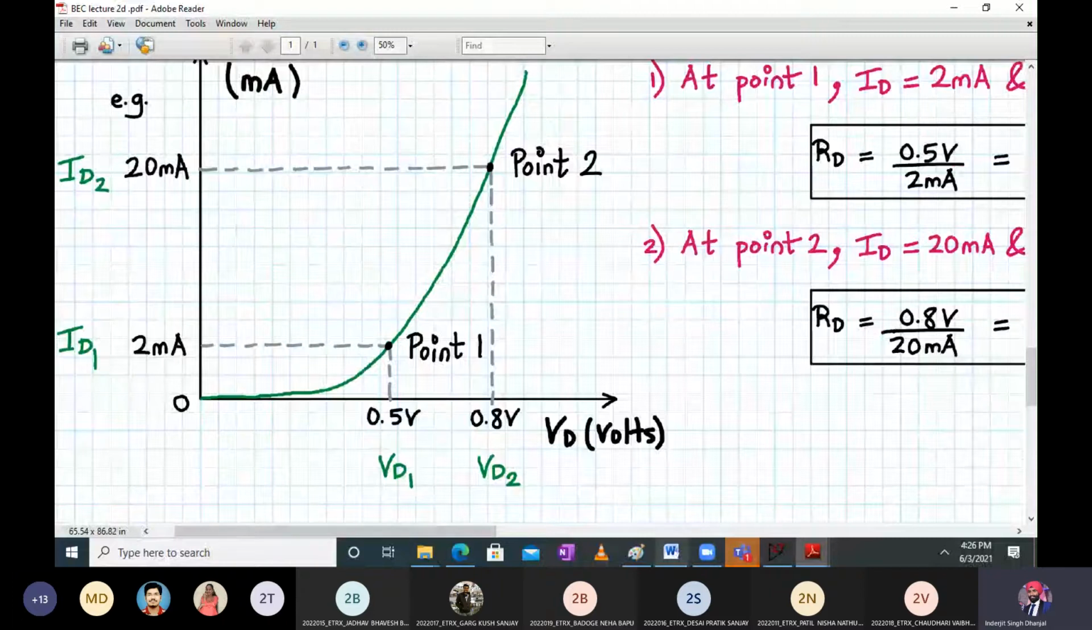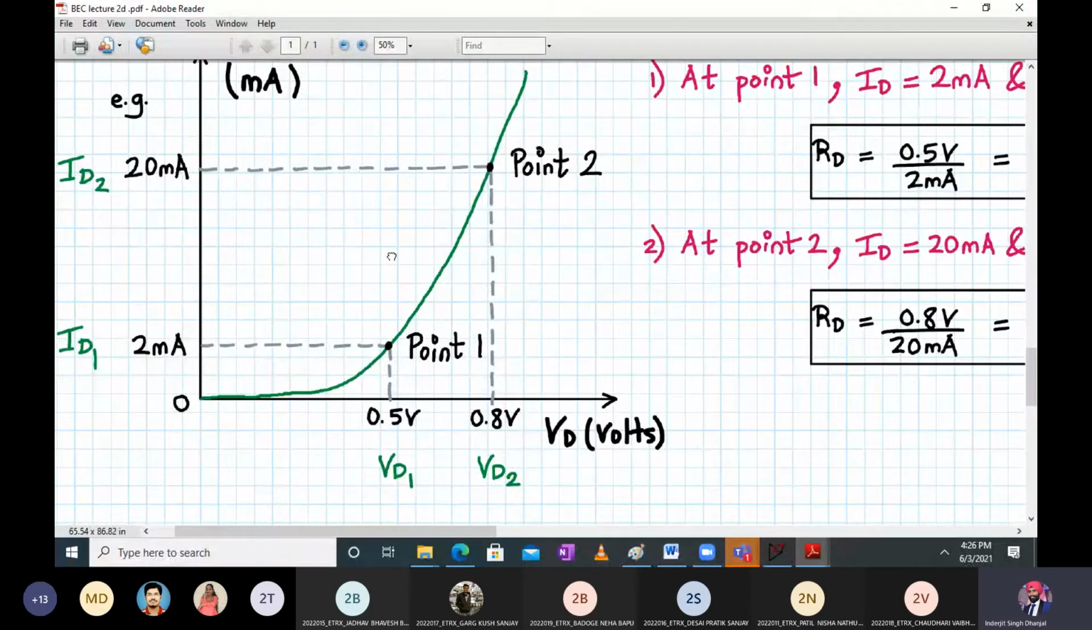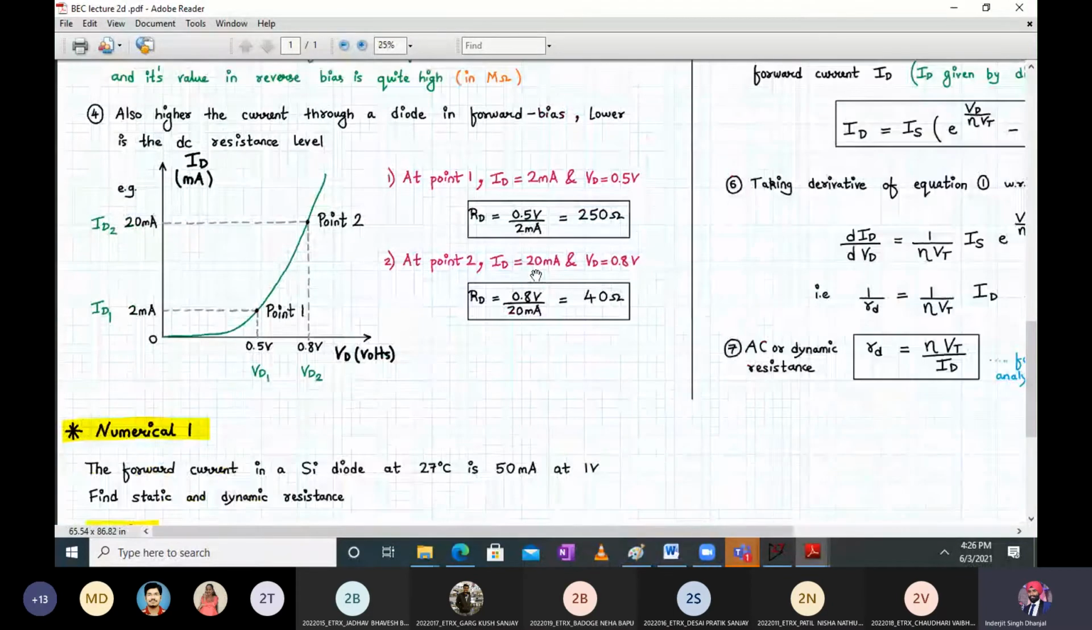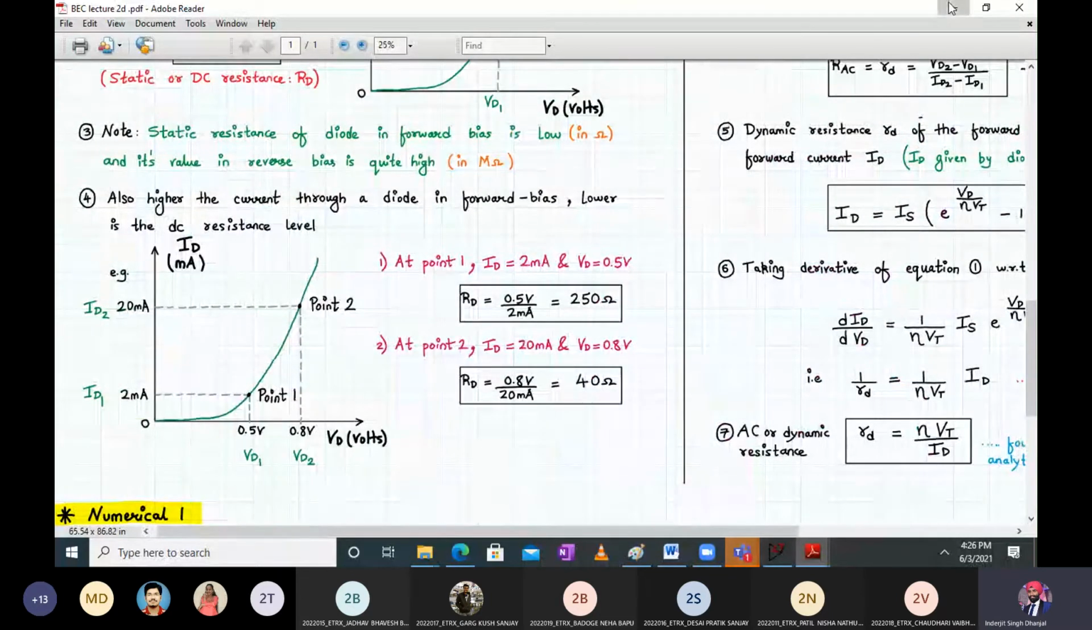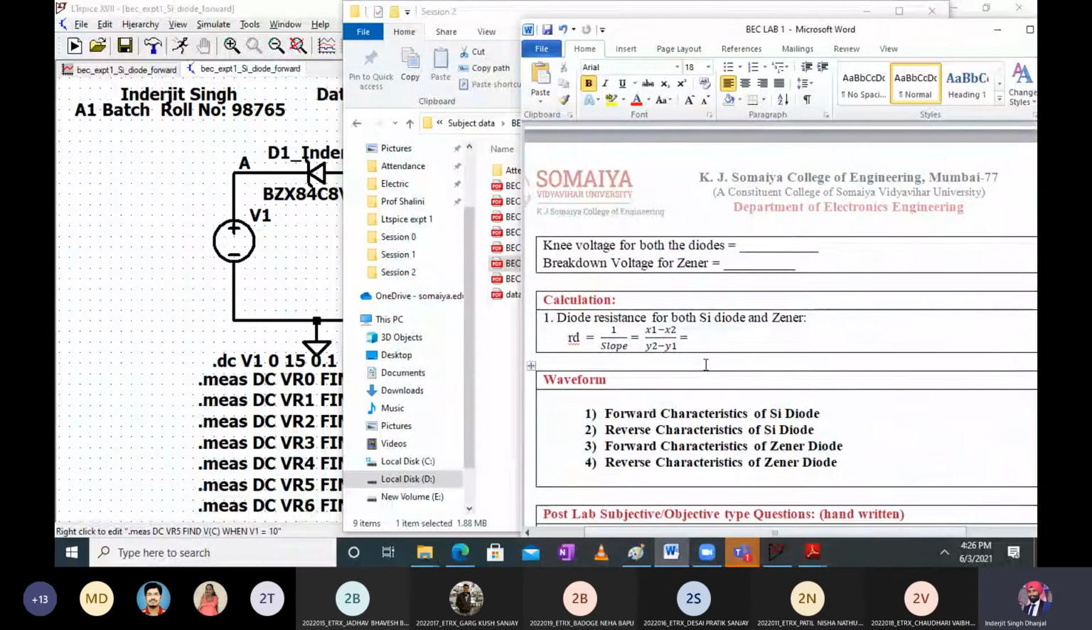Understood the point? What I'm saying. So that's what is written over here. The resistance will be 1 upon slope. Are you all following what I'm saying? Diode resistance will be in forward bias only. Basically they want to ask you how much is the diode resistance in the forward bias. For reverse bias, if you can calculate for the Zener diode, well and good. Are you following what I'm trying to say?